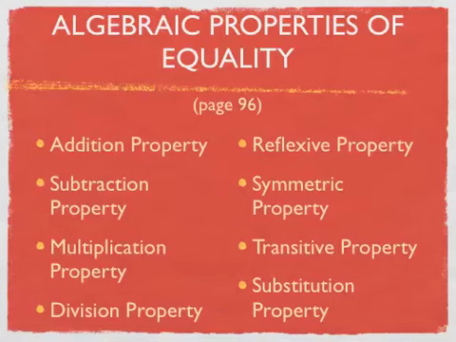The transitive property says that if a equals b and b equals c, because both a and c equal b, then we can say that a equals c because they are equal to each other. And then the substitution property says that if you have a variable equal to some number, then you can plug in the number for the variable, or you can make your substitution.